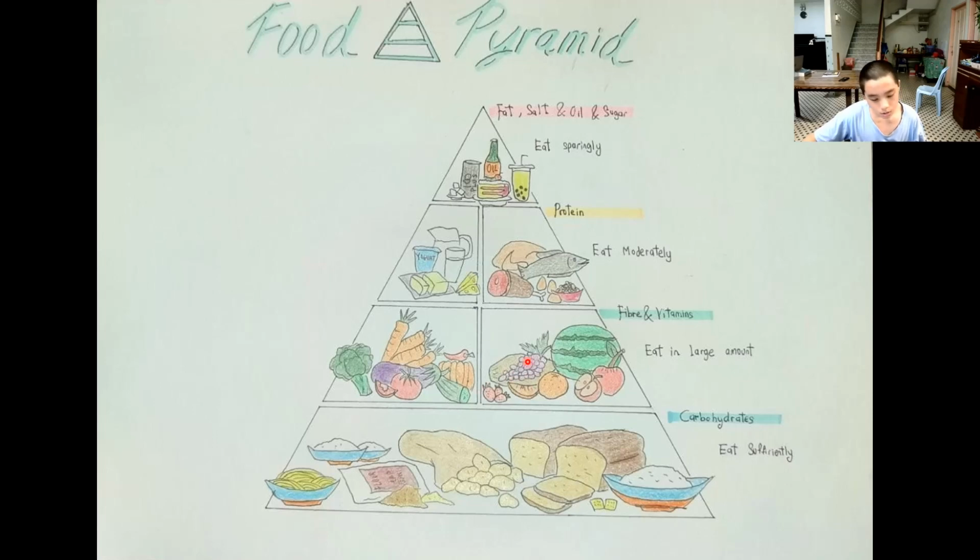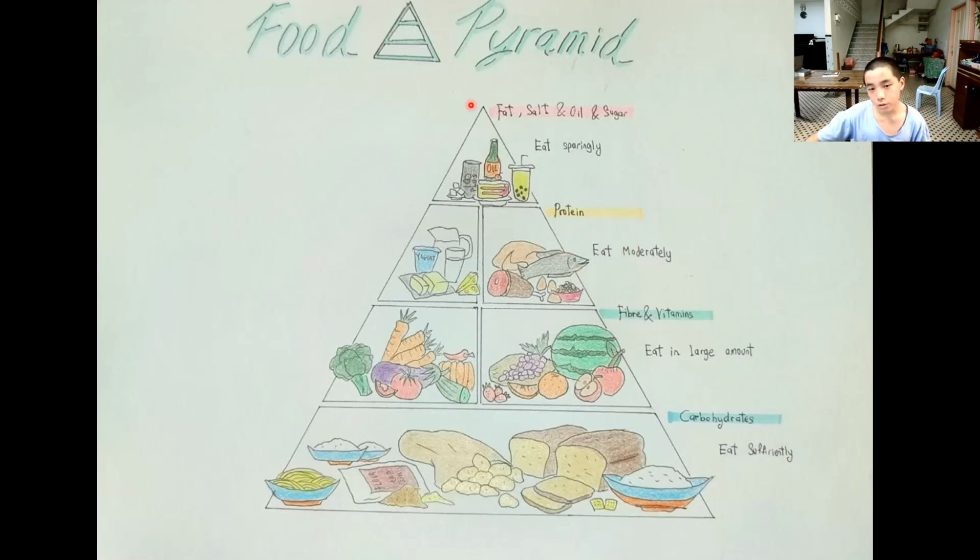Then the next part is fruits and vegetables. These classes of food must be eaten in a large amount, and fruits and vegetables contain fiber and vitamins. The next part is milk and dairy products, fish, meat, and also eggs and nuts. The food in this part contains protein and we need to eat it moderately.